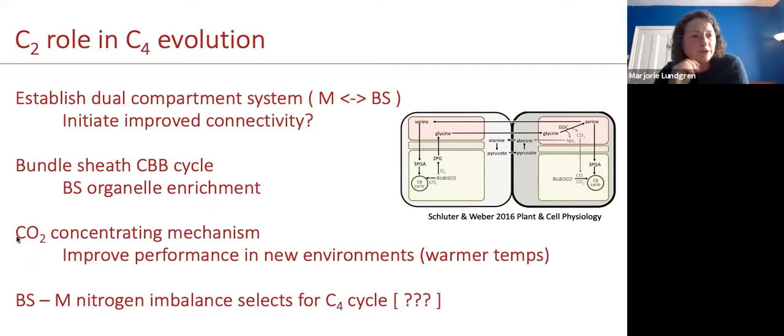There's also the CO2 concentrating mechanism. The fact that these C2 plants have the concentrating mechanism and they recycle the photorespiratory CO2 means they can actually do better in high photorespiration environments, meaning they're improving performance in new environments like warmer temperatures, for example. So basically what I'm trying to get at is they're shifting lineages into new environments that can then select for further emergence of the C4 phenotype.